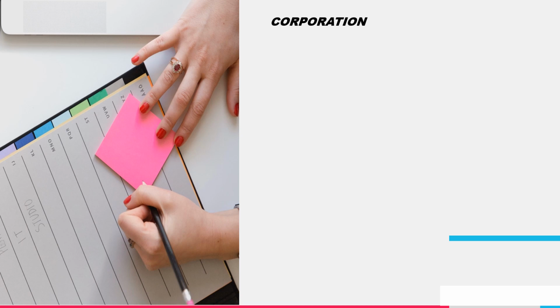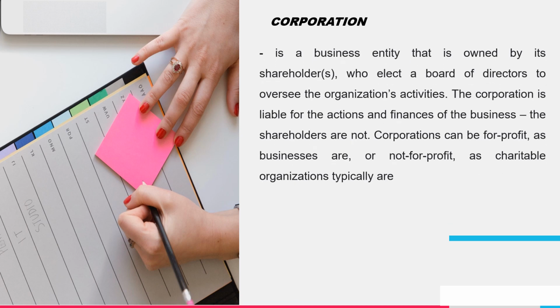And then we have here corporation. Corporation is a business entity that is owned by its shareholders who elect a board of directors to oversee the organization's activities. The corporation is liable for the actions and finances of the business. The shareholders are not. So corporations can be for profit, as businesses are, or not for profit as charitable organizations typically are.